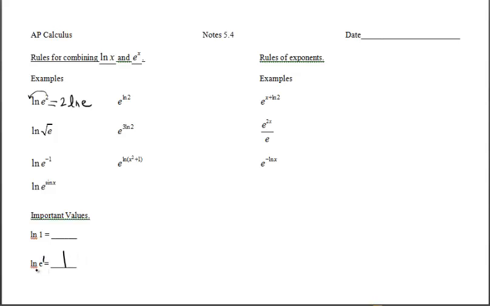I want you to think about e to the first power. Natural log of e is undoing itself, and we're back to what we started with, and in this case the exponent is what we started with, and that's 1. So that's one important value that you might want to memorize. Natural log of 1 is 0.